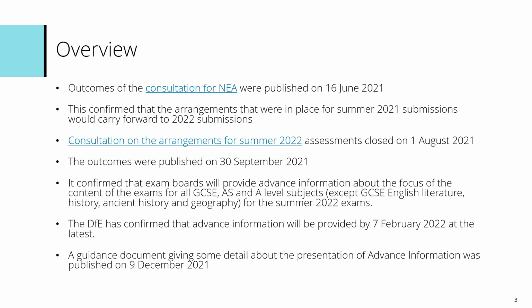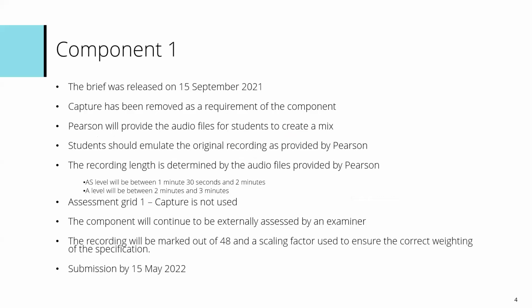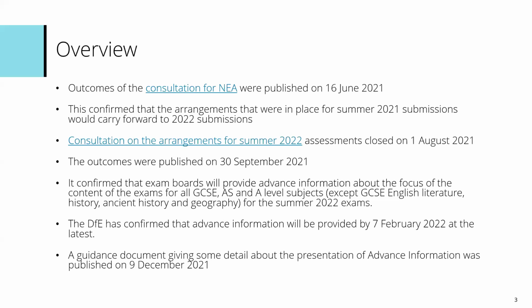There was also a consultation on the arrangements for summer 2022 that focused on the exam components, and that closed on the 1st of August 2021. And then we had the outcomes of that published on the 30th of September 2021. That consultation and the outcomes from that confirmed that exam boards would provide advanced information about the focus of the content of the exams for all GCSEs, AS and A-level subjects, except GCSE English Literature, History, Ancient History and Geography for the summer 2022 exams.